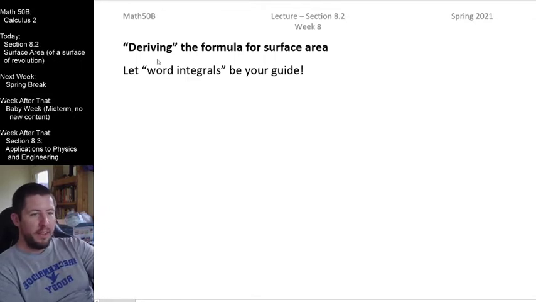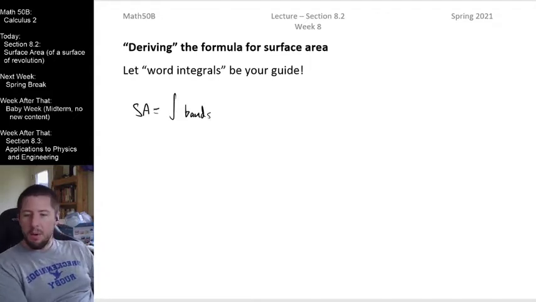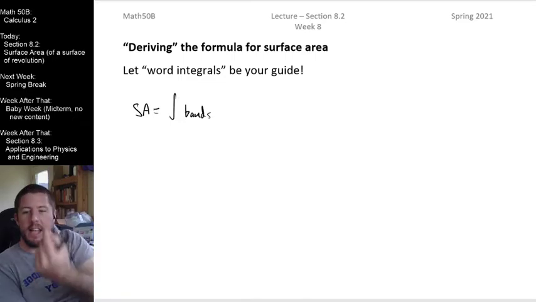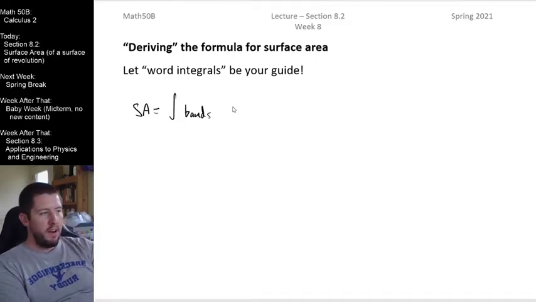So here's what I'm thinking. Let word integrals be our guide here. Our surface area, all we're going to do is add up a lot of bands. When I say a band, I mean a strip around this thing. I'm using a word right there that's not very technically defined, but one strip, a thin slice around our surface of revolution right there. So what we need to know is what is the area of one band?